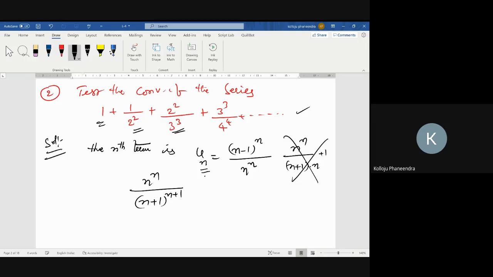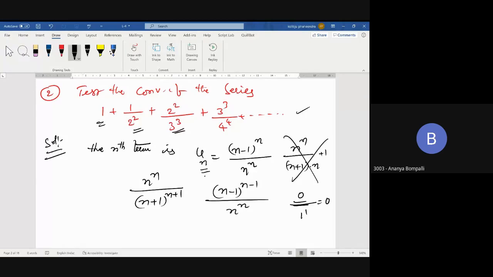Put n equal to 1. You have to get the first term. Sir, it is n minus 1 to the power n minus 1 by n power n. Put n equal to 1. What is the value? It is 0. N equal to 1, what will you get? 0 by 1 power 1. Yes, sir, it's not coming.